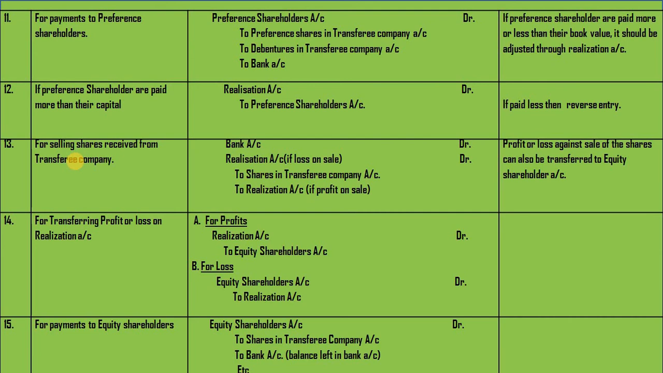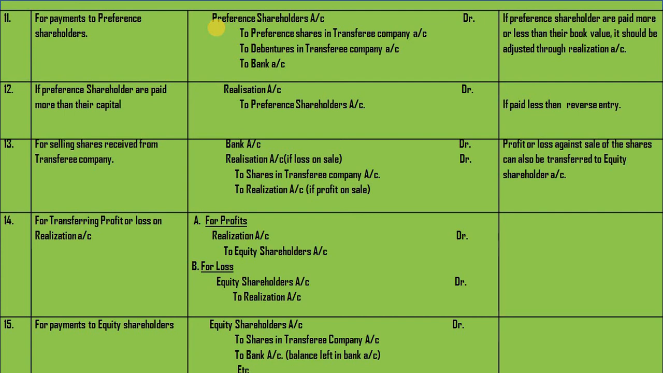Point number 11, for payment to preference shareholders. Okay, if we have preference shareholders, then we have to make payments to them, right? And those payments we will get from the various forms of purchase consideration, right? There you will see how many shares the preference shareholders will get in the transferee company. They can get cash payment, they can get debentures in the new company, they can get equity shares, they can also get preference shares in the new company. Okay, so the transaction will be preference shareholders account debit to all the different forms of purchase consideration that they get from the transferee company, right?